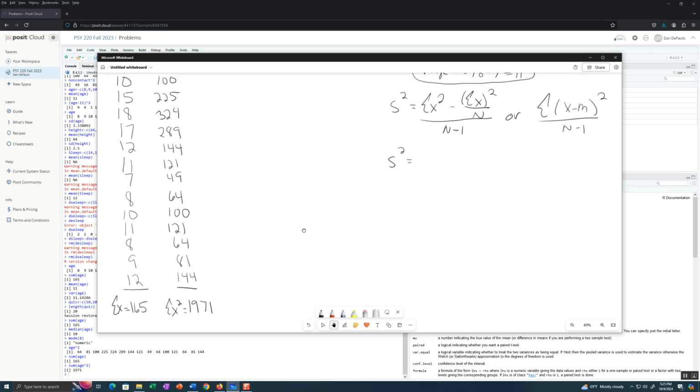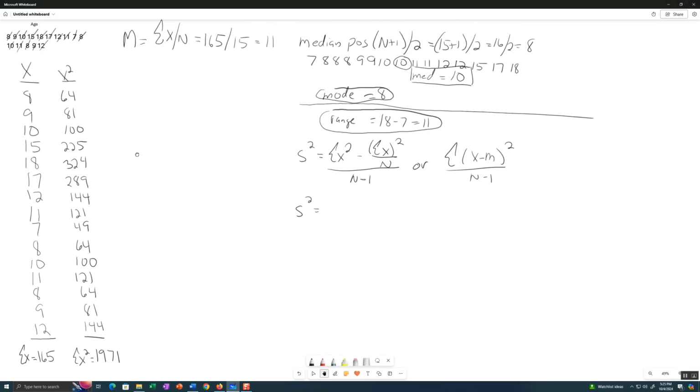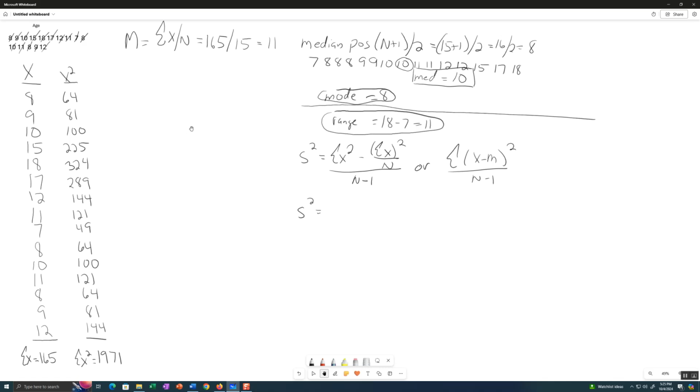Okay, so now that I'm done with that, I can go back to full screen this. Let's move this into the picture a bit. And let's do x minus m. So actually, let me finish the first one here. This is the computational method. So sum of x squared, I have that. That's right here. It's 1971. Minus sum of x, which is 165, quantity squared, this is 15, all over 14.